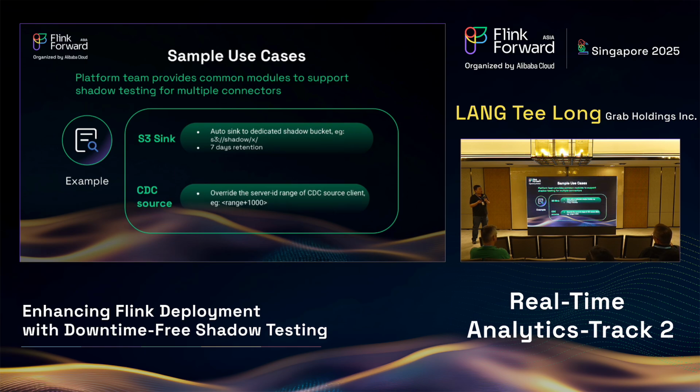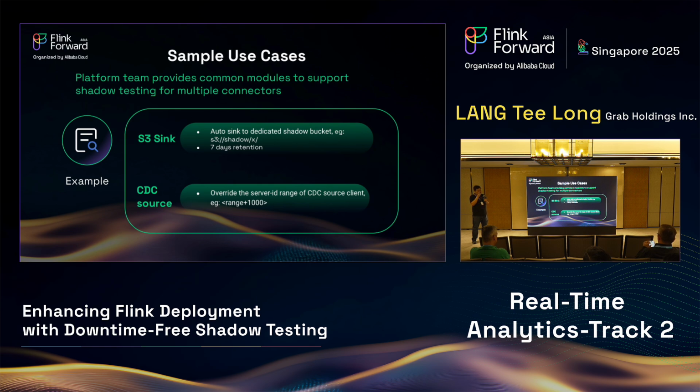And for the S3 sink, it will auto sink to a dedicated shadow bucket, for example with a shadow prefix and 7-day retention, because for shadow you don't really need to keep data for a long period. With this dedicated shadow bucket, you can perform different independent analyses on the shadow data to compare whether it really matches the existing live production data.